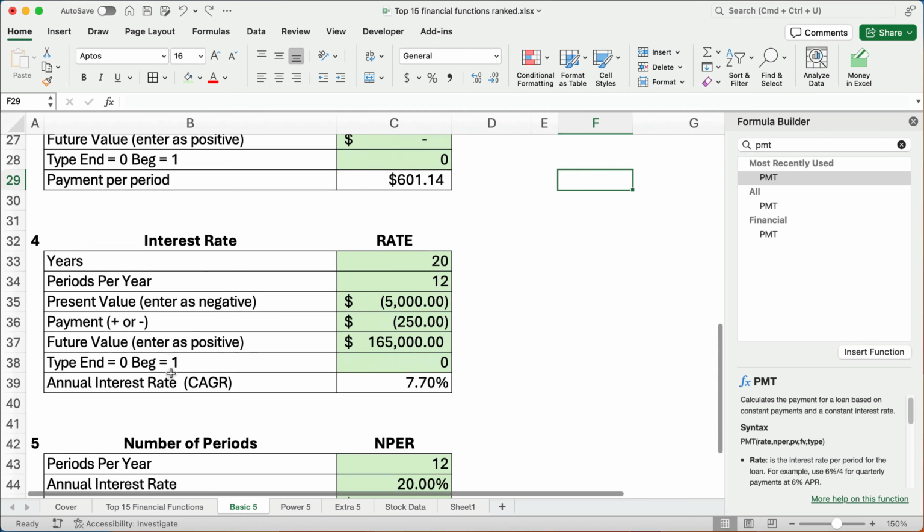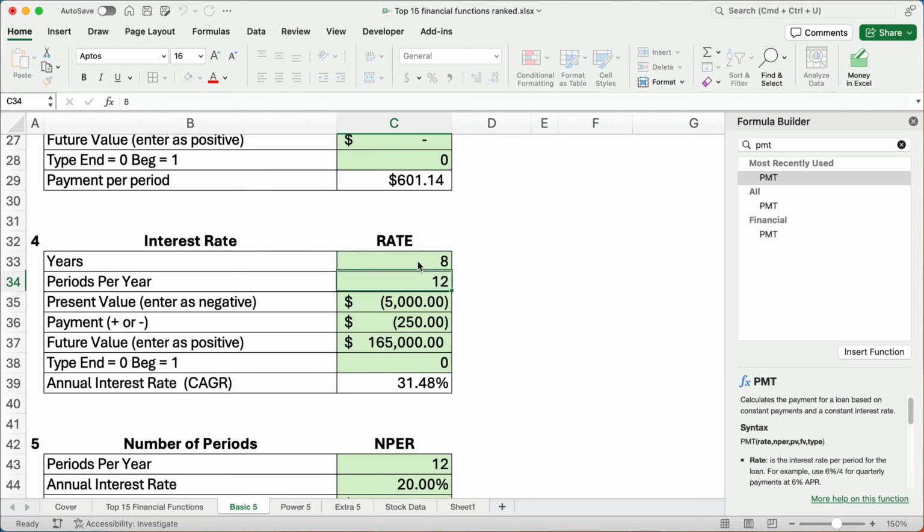All right, the next one is we can calculate an interest rate. So let's make it 8 years. We're going to do it monthly. We have invested $5,000. We'll make that negative 5,000, and we made a payment of 250. And then over the 8 years, let's say it grew to $100,000.